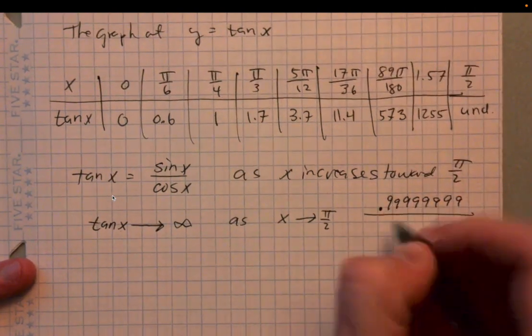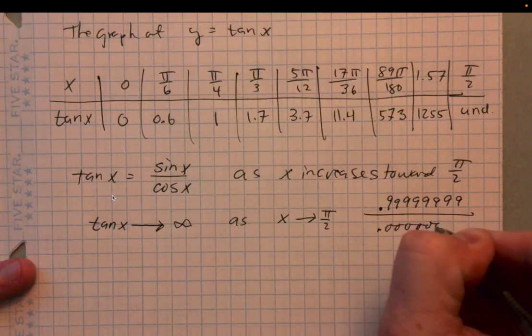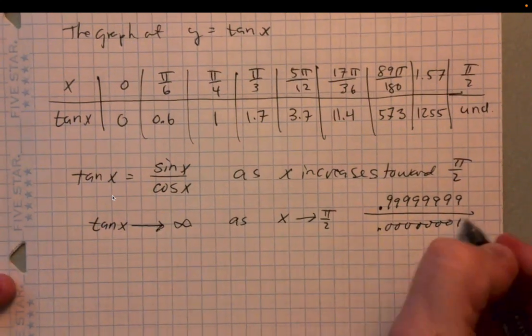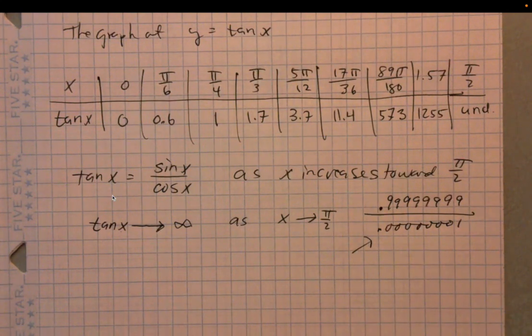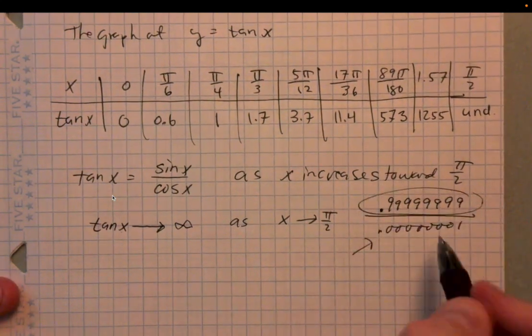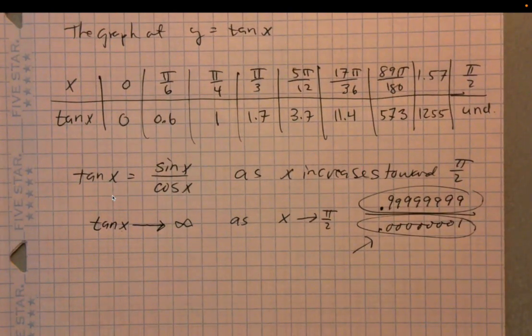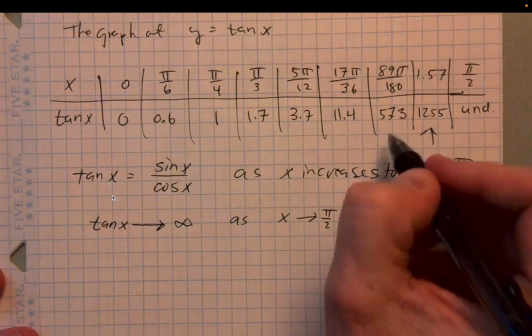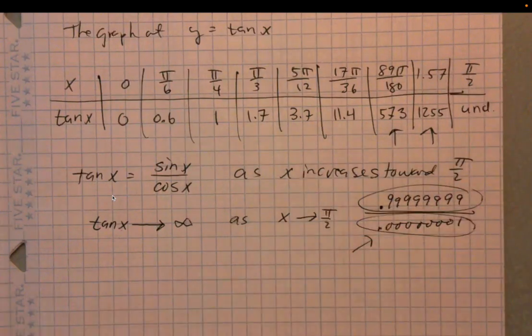So we'd get into arithmetic kind of like this, 0.999999999 divided by 0.000000001. If you take something like this and you plug it into a calculator, you get a pretty large number. This is very, very close to 1. This is very, very close to 0. And so that's why these numbers start to explode as you get closer and closer to pi over 2.